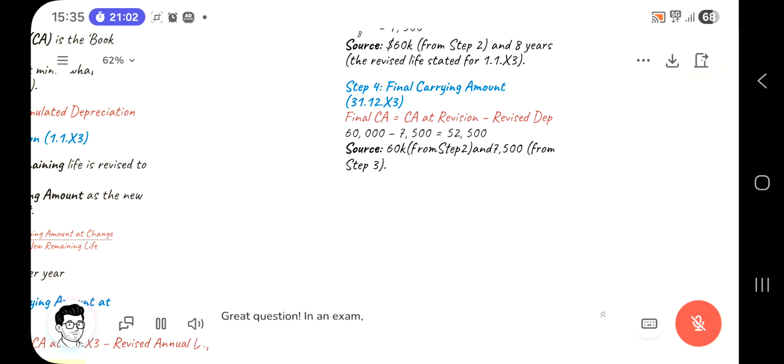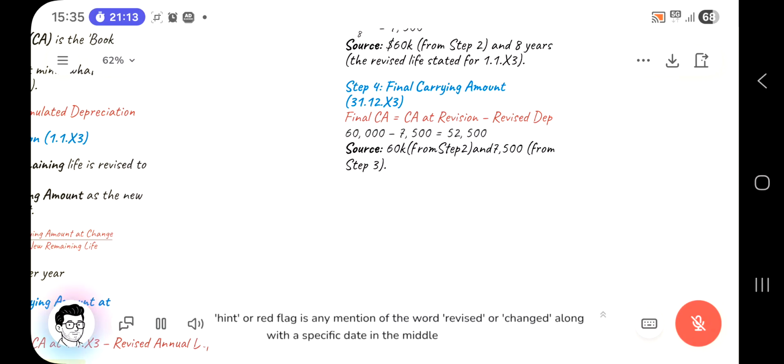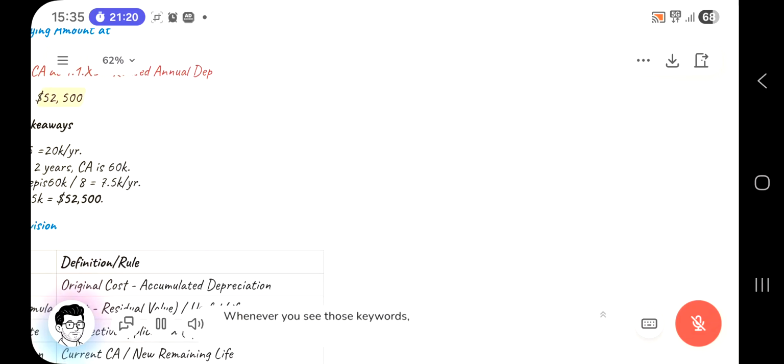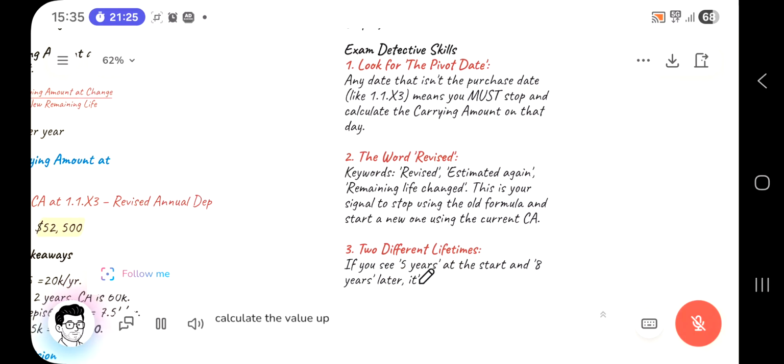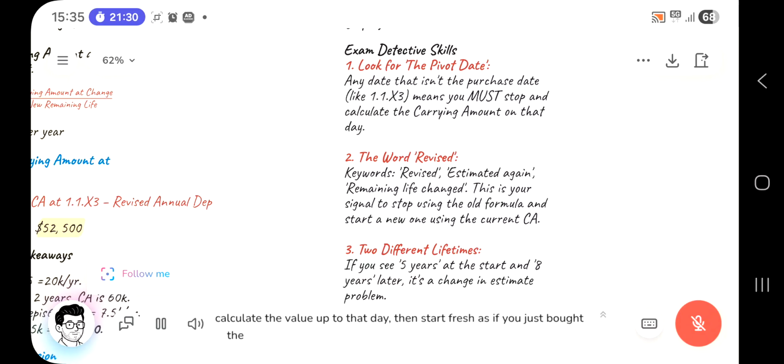Great question. In an exam, you've got to be a detective. The biggest hint or red flag is any mention of the word revised or changed, along with a specific date in the middle of the asset's life. Whenever you see those keywords, think of it as a reset point. You calculate the value up to that day, then start fresh as if you just bought the asset for that new value. Does that help you spot them faster?